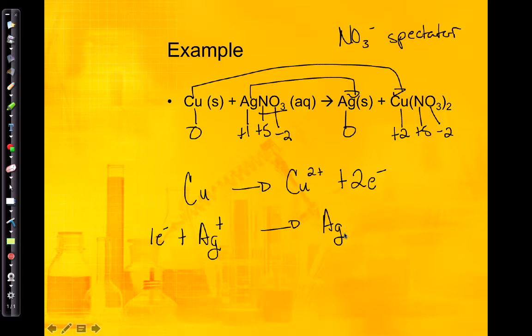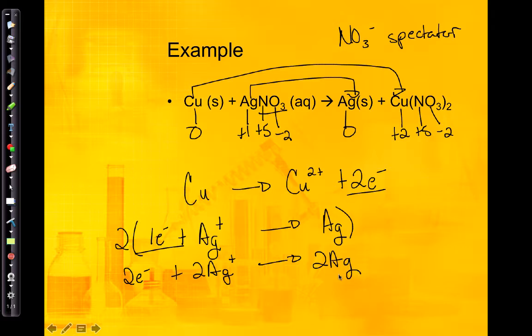They are both balanced, so now we need to make sure the number of electrons is the same. Since we have 2 here, that means that the silver also needs to be 2. So you multiply everything in the equation by 2: 2 electrons and 2 silvers. Alright, so now, last step, combine them.